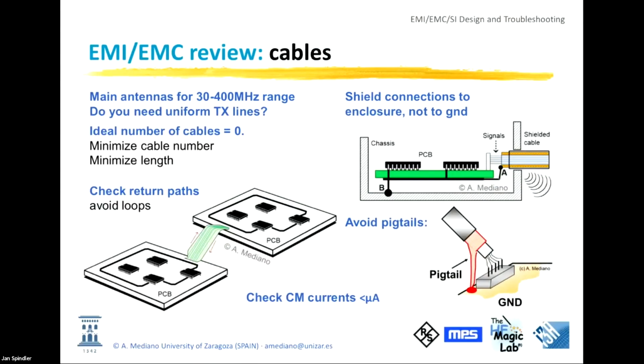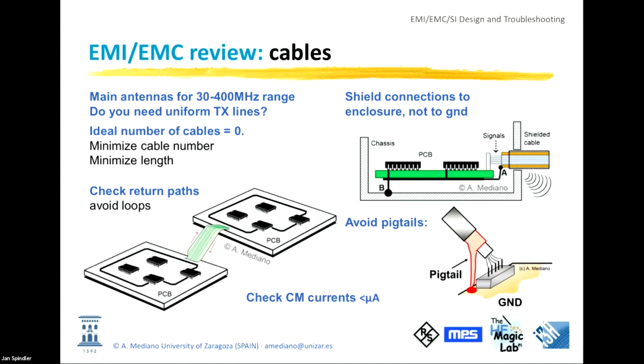Cables, what you need to consider in cables? 2 minutes to finish. You need to consider that cables are the most aggressive antennas in the range from 30 megahertz to 400 megahertz. So what is the best number of cables for your product? The optimum number, 0. Remove all your cables. This is impossible. So minimize the length of your cables.